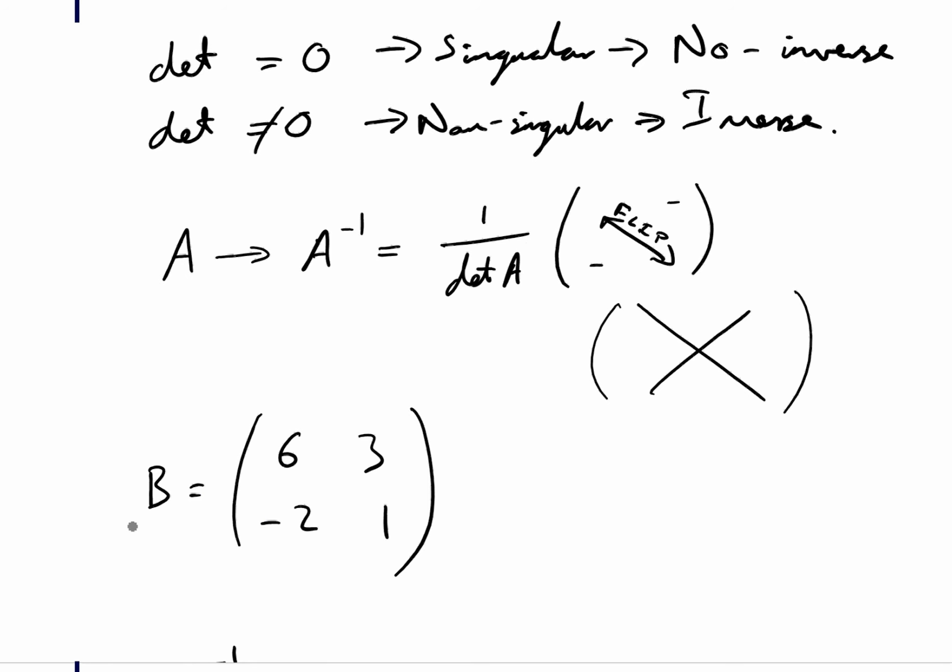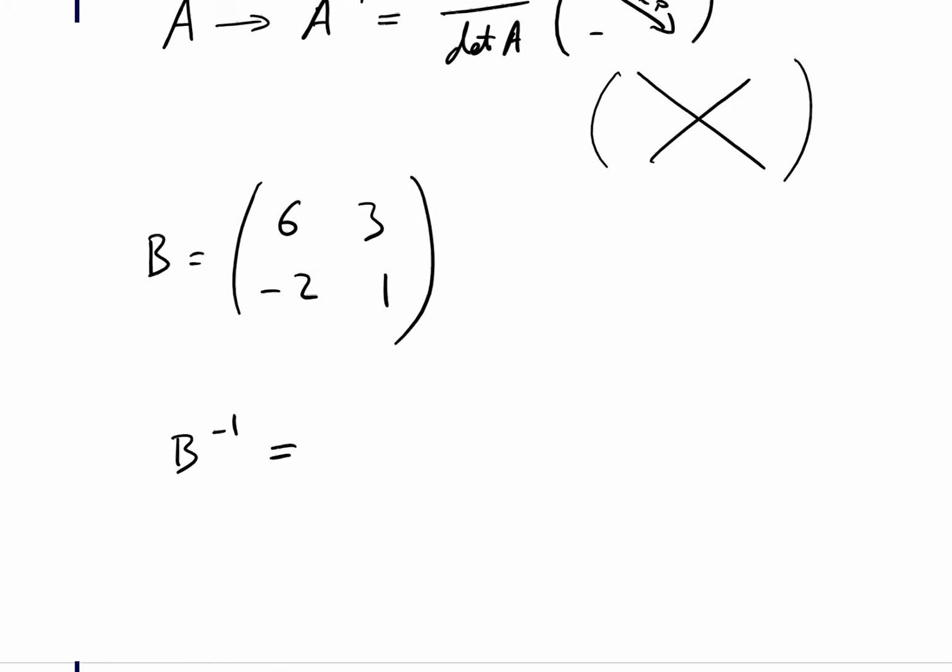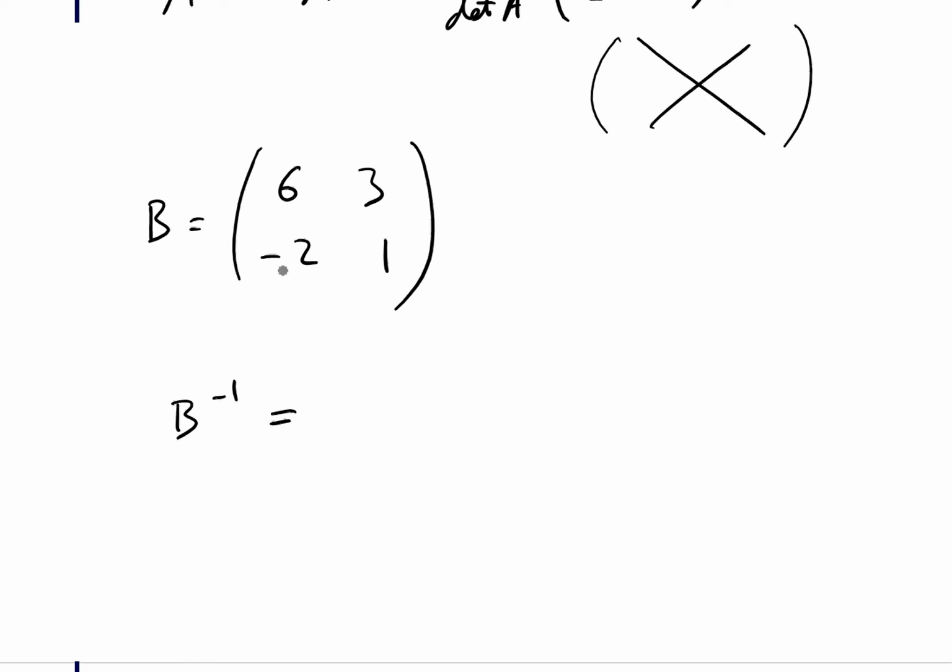Okay, so if we have a matrix B, and the matrix B is given by 6, 3, minus 2 and 1, then we want to know what the inverse of B is. Well, first of all, we have to know what the determinant of B is. We need to determine whether it is actually an inverse or not, so whether it is equal to 0 or not equal to 0. If it is equal to 0, then there's no inverse, and there's no point carrying on any further. No point doing any more work. If it's not equal to 0, then there is an inverse which exists, and therefore it's worth carrying on.